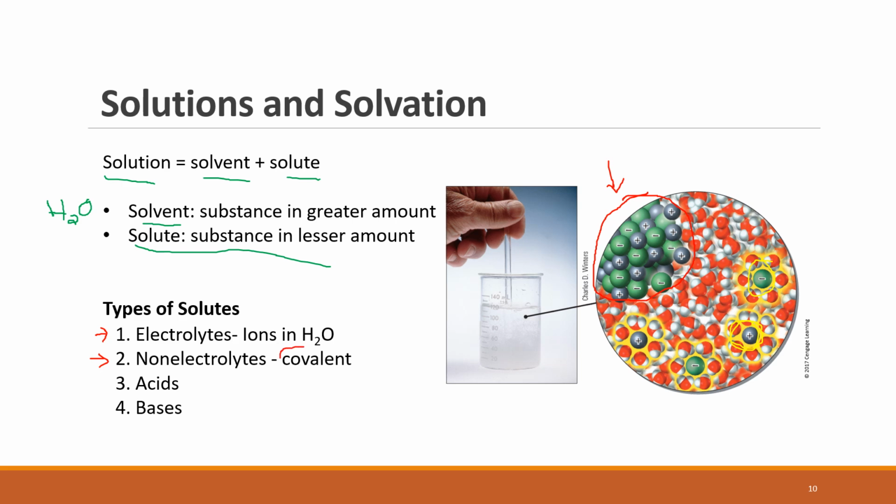And if you remember right, covalent compounds are compounds that are made up of just nonmetals. So that's how you can tell if it's going to form a non-electrolyte. If a covalent compound is dissolved, meaning a compound with nonmetals. The other types of solutes that we'll see will be acids and bases, but we're going to focus on the top two.